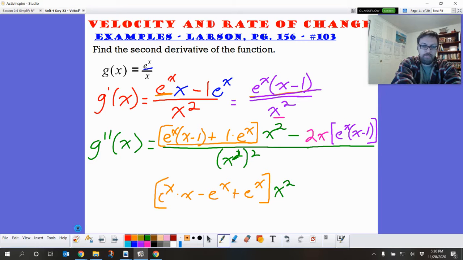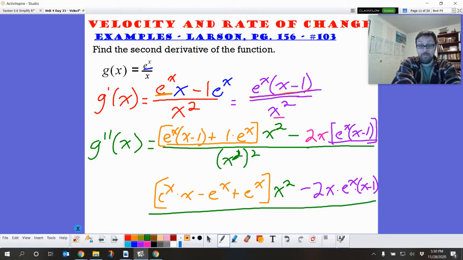And let's just kind of get rid of the brackets here. The brackets here were nice to separate what was going on there, but we don't really need them. We've got 2x times e to the x times x minus 1. All three of those things I'll multiply together. In our denominator, we've got x squared squared. That's x to the 4.